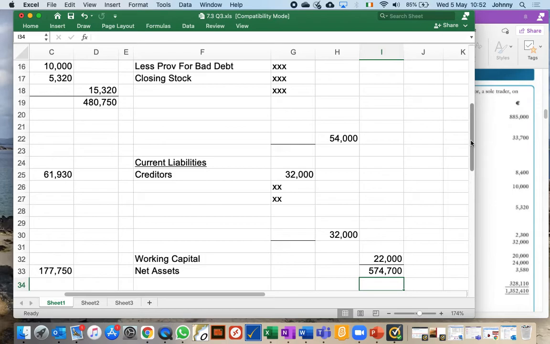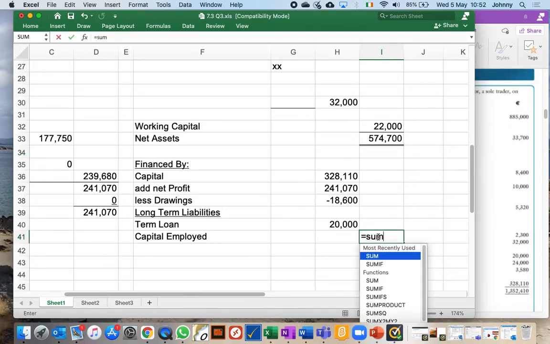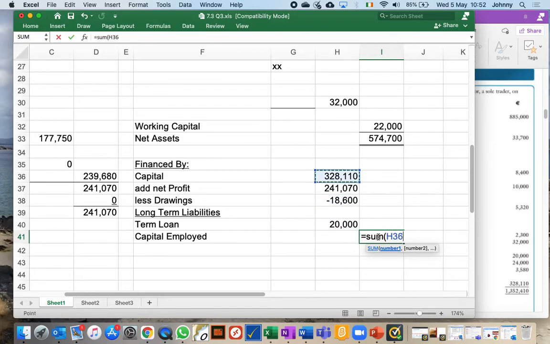Okay? Moving to my finance side, I'll add everything in this column here. So my capital plus my net profit and my drawings. And take away my term loan. Include my term loan in it, and that gives me my overall figure. And that's called capital employed. Now, if I've done the question right, these two numbers, capital employed and the net assets, should be the same.